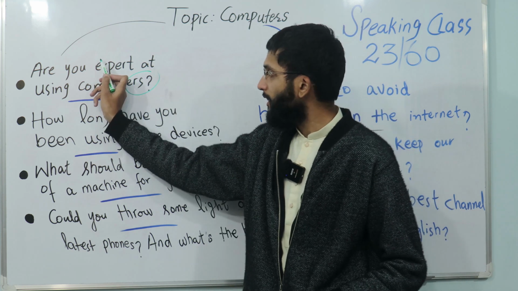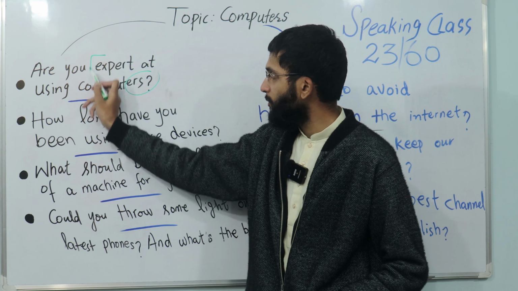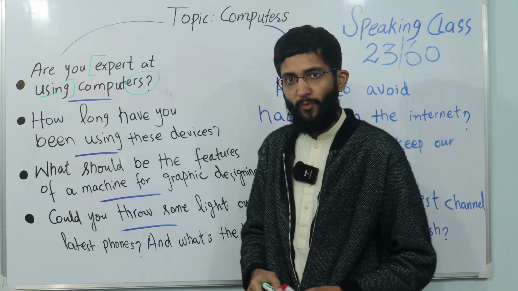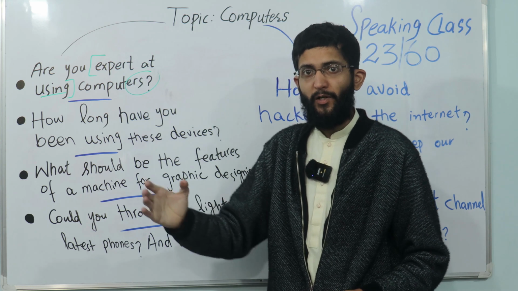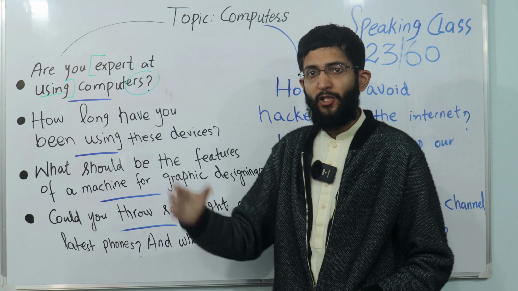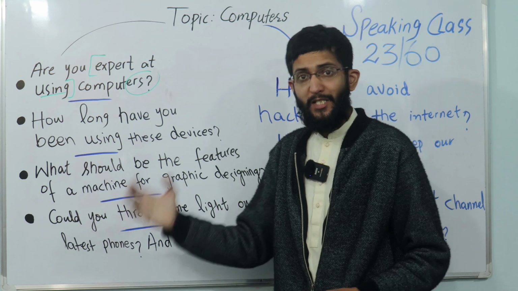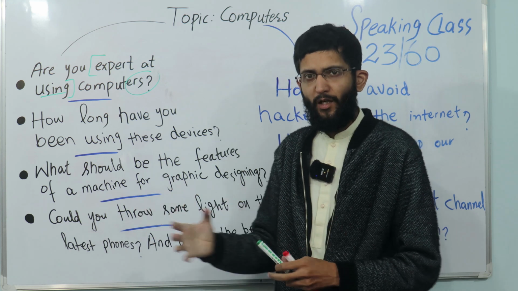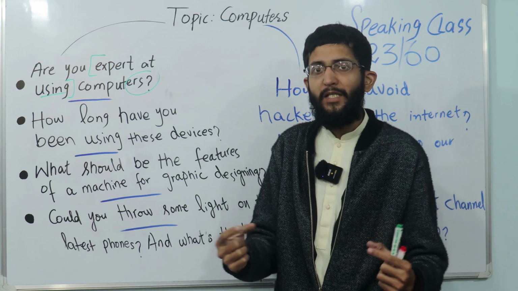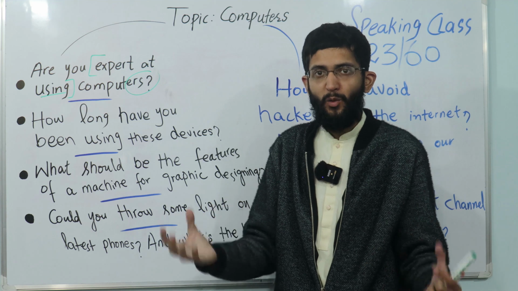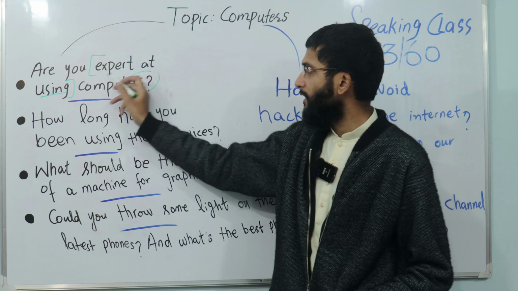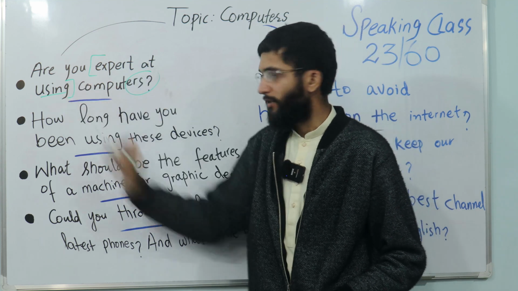But this is an important phrase structure, expert at plus gerund, ing form: expert at driving, expert at using, expert at teaching, expert at eating, or good at eating. I am good at eating. That means I eat easily. I feel no difficulty while eating. So I'm expert at eating. I'm good at using computers.